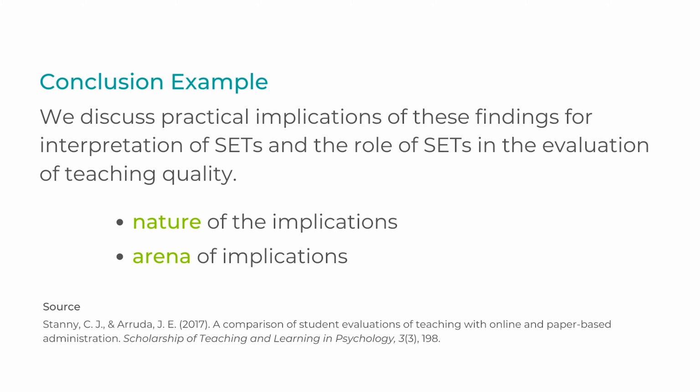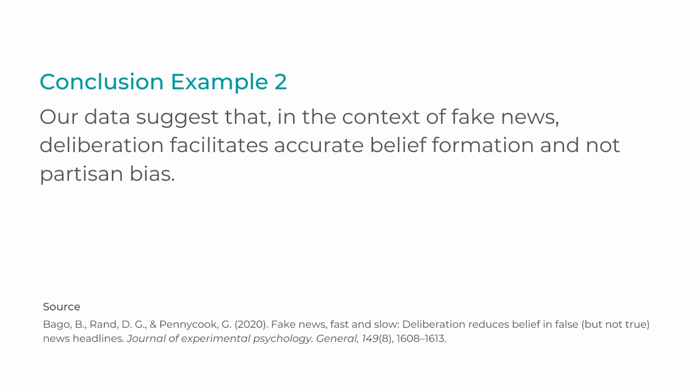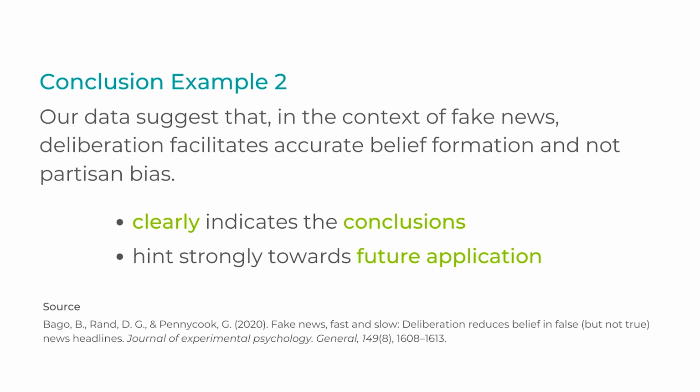role of SETs. A second example from another abstract the APA presents on their website ends, "Our data suggests that in the context of fake news, deliberation facilitates accurate belief formation and not partisan bias." This sentence clearly indicates the conclusions the researchers came to and uses a significant statement to hint strongly towards future application. As you can see, there is a range between examples, but the main focus is to discuss the significance of the results. You have some flexibility in how you do so, as long as you do so effectively and say nothing that goes beyond the evidence presented.